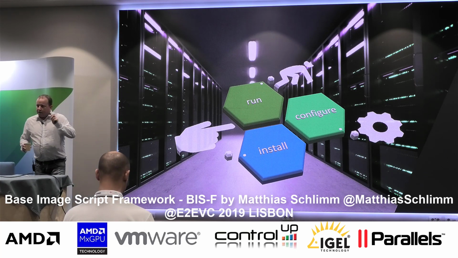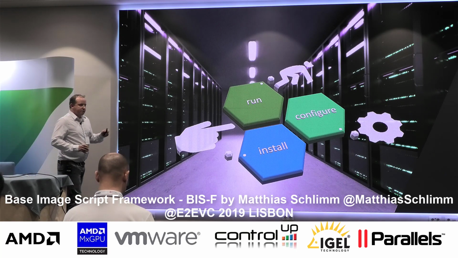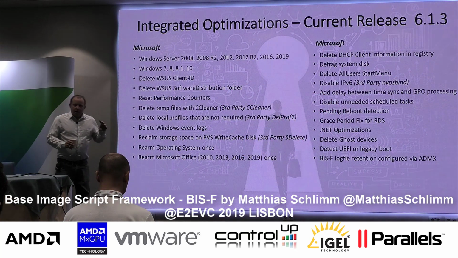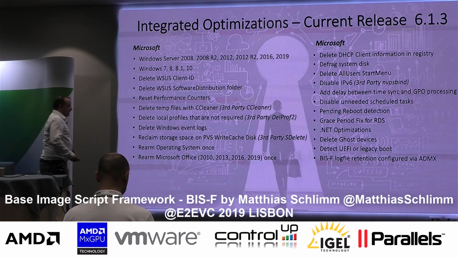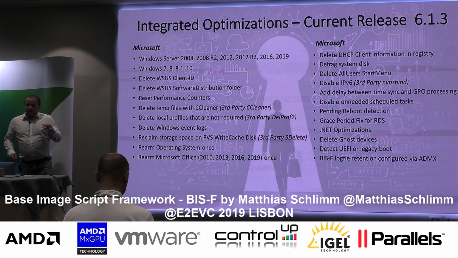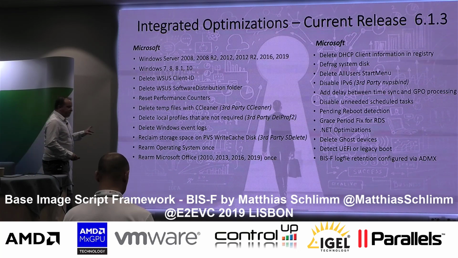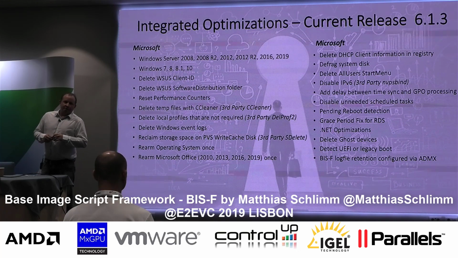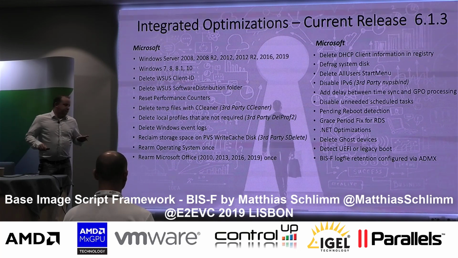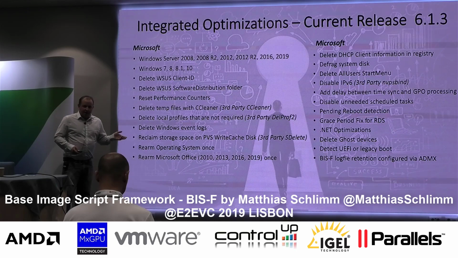So before we go into the next release, I will show you what we currently do in the current release of 6.1.3. That is all the Microsoft stuff at the moment. I think that is a big list with so many points that we have configured at the moment, and that's all automatic. BIS-F detects your environment. So for example, if you have not installed the PVS target device driver, BIS-F does nothing with it. It detects whether you have it installed or not, and then it automatically runs the way to configure it.